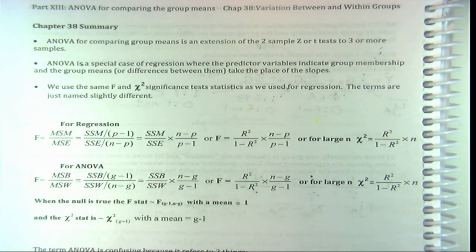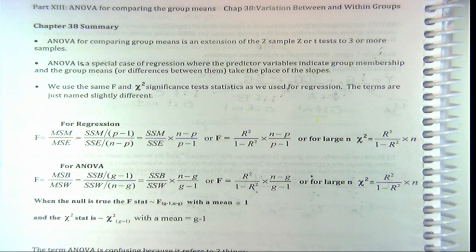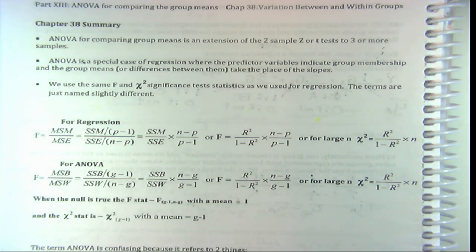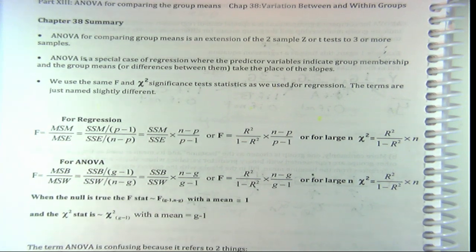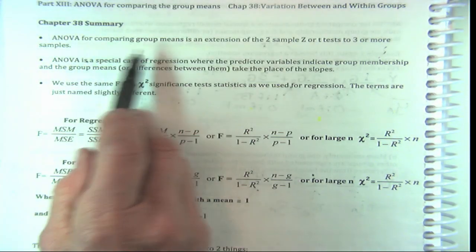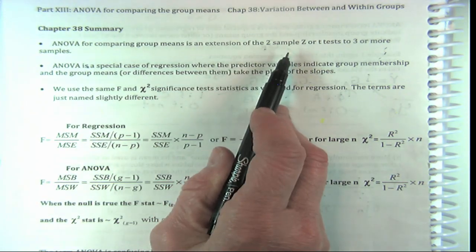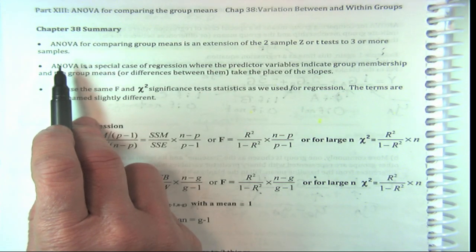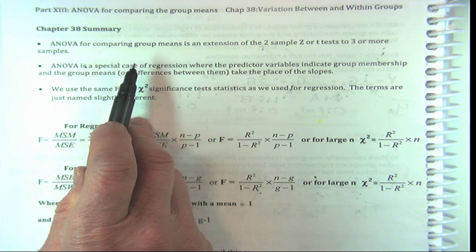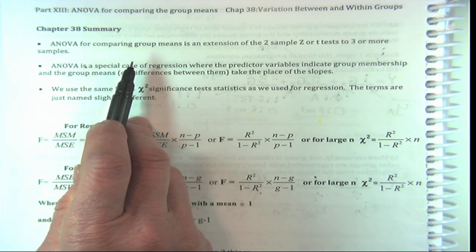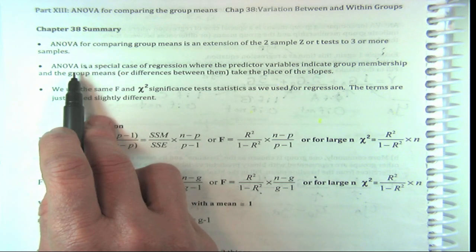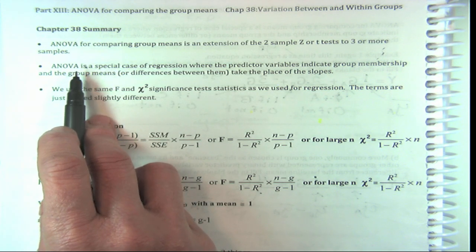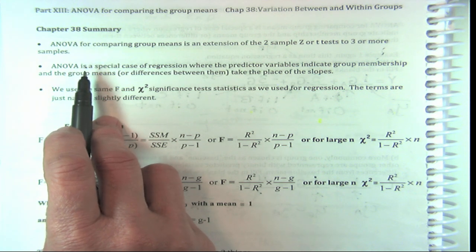Now, before we look at the next page, I want to go back to the summary here and just make sure that we understand what's going on. So now we're back on page 175, and it says, ANOVA for comparing group means is an extension of the two-sample Z or t-test to 3 or more samples. Remember, when we have 3 or more samples, we can't use a Z or T. We actually could use either if we just have 2 samples. You could use the Z or the T, or the chi-squared, or the F.